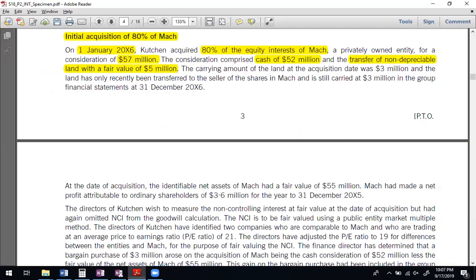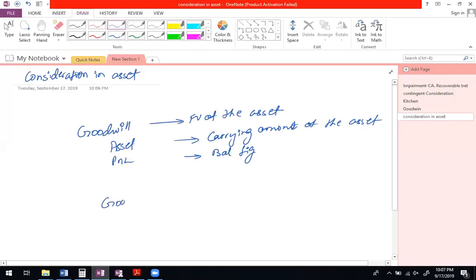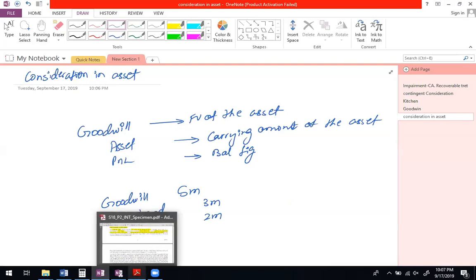Now in this question, it says that we have given cash of 52 and a fair value of land of 5, which adds up to 57. So far the accounting treatment is right. It further says that the carrying amount of the land at the acquisition date was $3 million. So ideally the correct entry is goodwill debit by 5 million, the land credit by 3 million, and a gain of 2 million taken to the P&L. This is the correct entry that should be made.